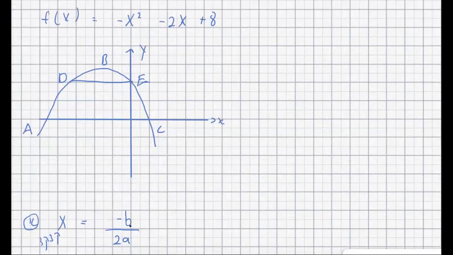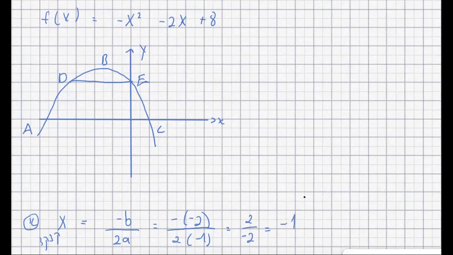So what is minus b? 2. Yeah, so I will write minus 2. And 2a, what is a? 1, minus 1. Minus 1. So it will be 2 over minus 2, which is? Minus 1. So that's the x of the vertex.